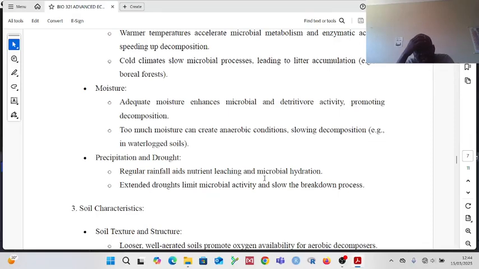The other climatic factor is precipitation and drought. Regular rainfall aids nutrient leaching and microbial hydration. But when you have extended drought, it will lead to limited microbial activity, and even the breakdown of the litter will be slowed down.